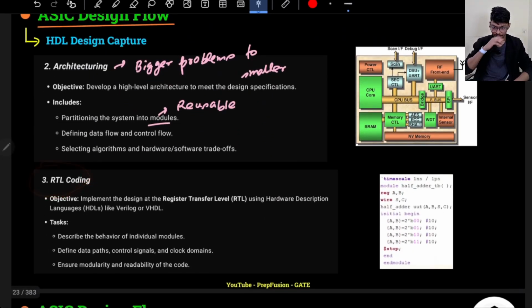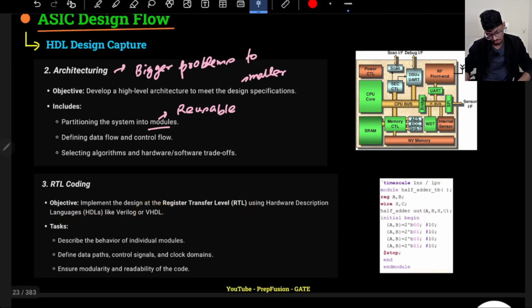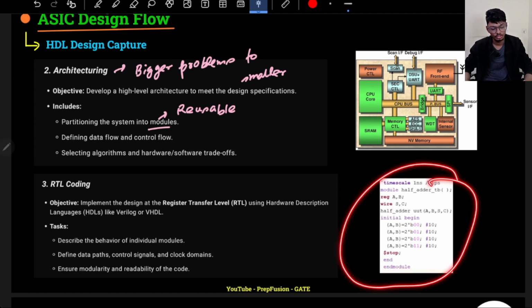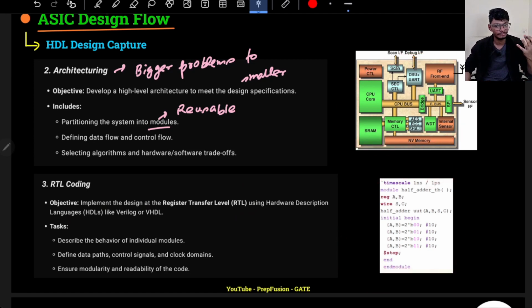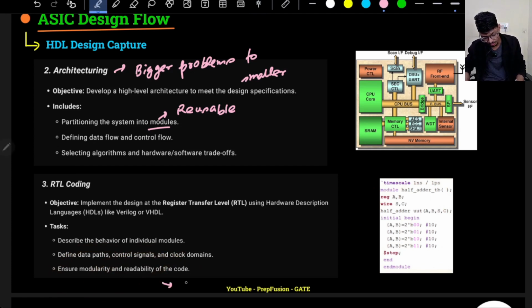Now I will come to the RTL coding. In RTL coding, what do we do? We implement the design at the register transfer level using hardware description languages like Verilog or VHDL. Okay, so this is an RTL code. Basically, this is a Verilog code. Whatever we have decided at the behavioral level, we code it at the RTL level. Okay, to describe them in individual modules, we define the data path, control sequence, clock domain, and we ensure the modularity and readability of the code. Okay, we code it. Now after coding, right, this code is converted into hardware.